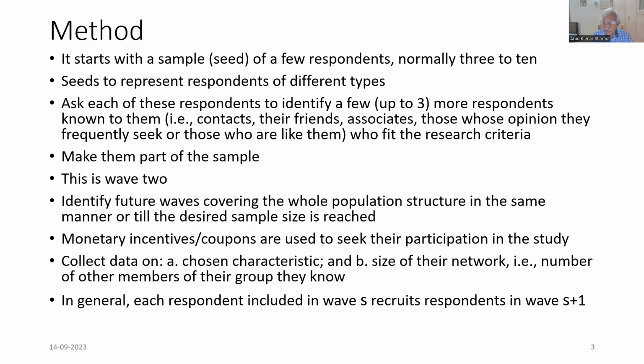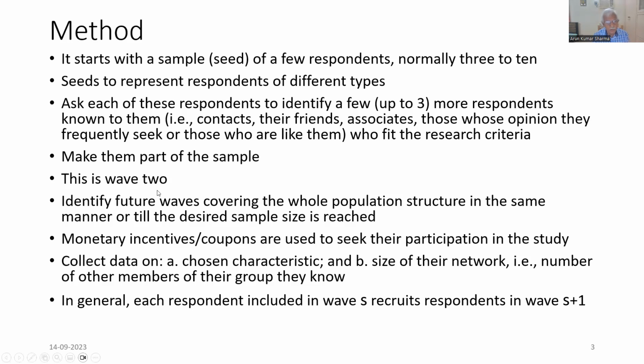How many? Maybe 2, maybe 3, maybe 4, but normally up to 3. More respondents known to them. That is contacts, their friends, associates, those whose opinion they frequently seek, or those who are like them, who fit the research criteria. That is another important point, that who fit the research criteria. If the criteria is to study, say, refugees or illegal migrants, then the criterion includes only refugee migrants and not others. Make them part of the sample.